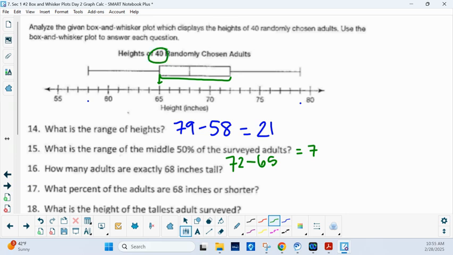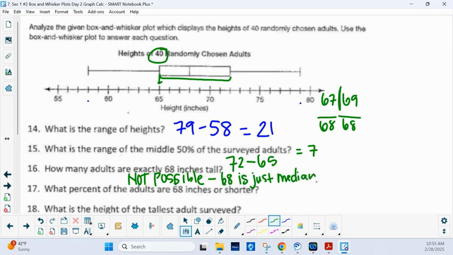If there's 40 people on our list, do you have 1 number in the middle or 2? 2. You for sure have 2. So they could both be 68s, right? And that would be the median. Or they could be 67 and 69 and the middle is 68. Do we have any idea exactly how many adults are 68 just knowing the median is 68? No. So we would have to say this is not possible. It's not possible to do exactly because 68 is just the median.